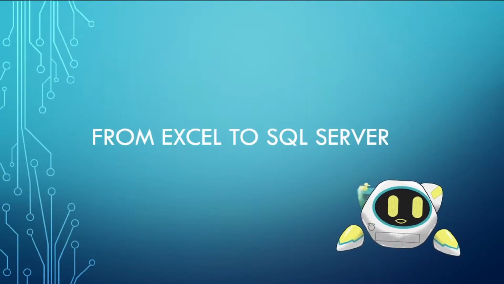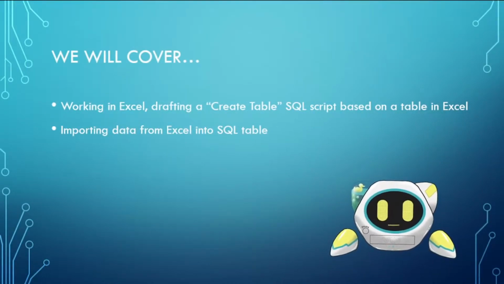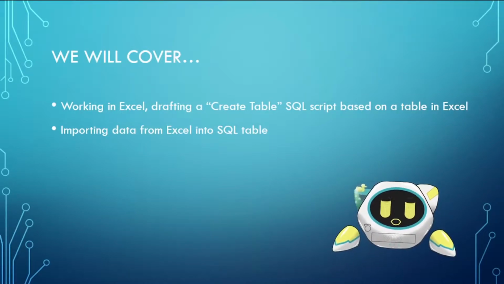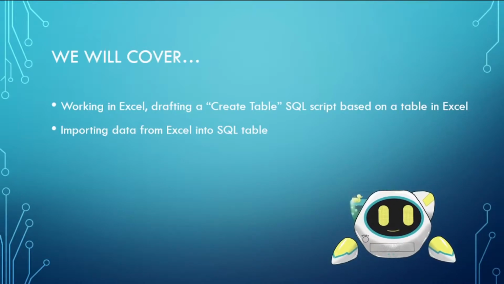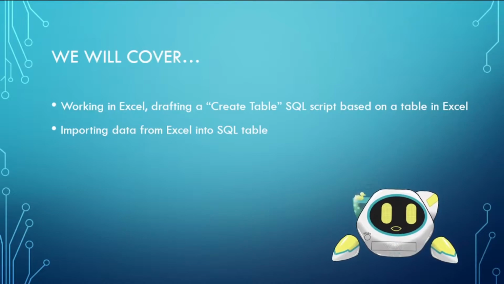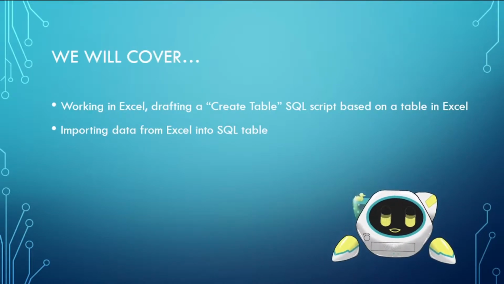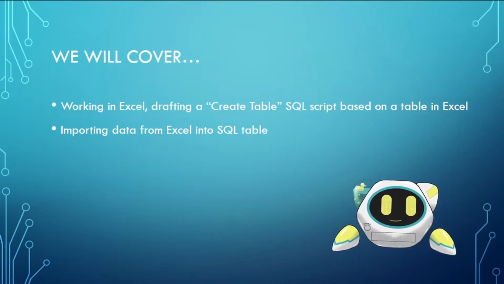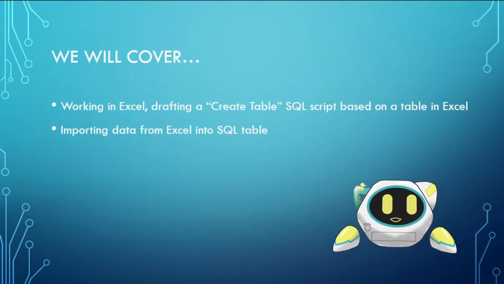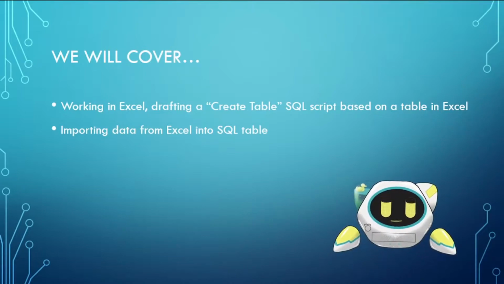This is from Excel to SQL Server. We'll be going over, if you have an existing Excel document, how you can get that Excel table from that file to SQL. So we'll be going over how to draft the create table SQL script within Excel that you can copy and paste into Management Studio and execute to make your table there. And then we'll be going over how to import the data from your Excel into your new SQL table.